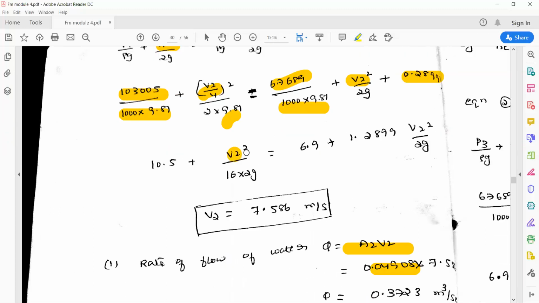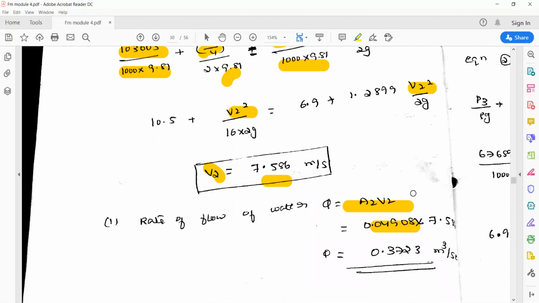And finally, the V2 term can be taken common, and later if you take the square root of this, you'll get the value of V2. So V2 is equal to 7.586 meter per second. Once you get the value of V2, you can substitute in the discharge formula. Q is equal to A2 V2. A2 is pi d2 squared divided by 4 and V2 is 7.586. If you substitute, you'll get the value of Q. Discharge is 0.3723 meter cube per second.